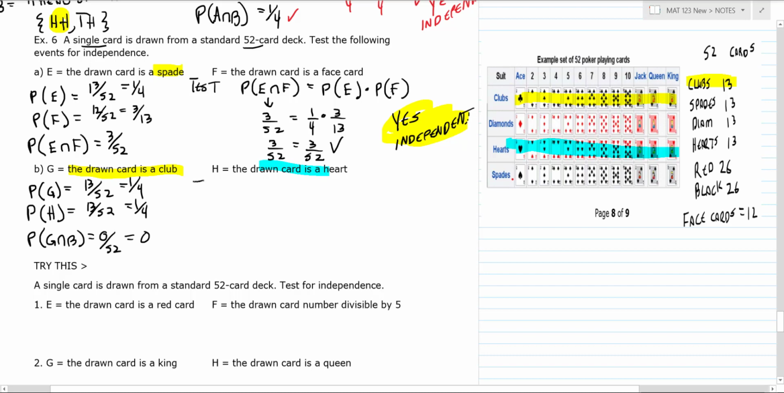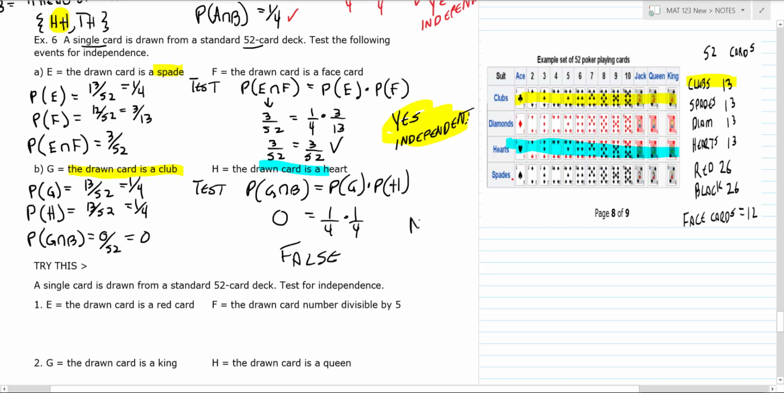So again, what you do is you test to see if the probability of the intersection of these two sets is the same as the product of the probabilities of those two events happening. So this is 0. This is 1/4. That's 1/4, true or false? Now that's false. Therefore, we would say they are not independent, or you can say they're dependent. So that would be the answer on that: they are dependent, or they're not independent.